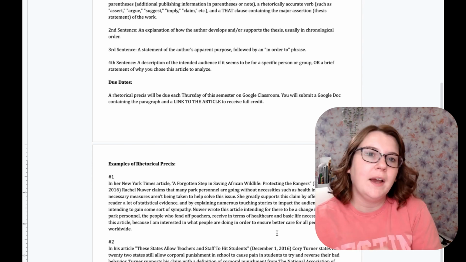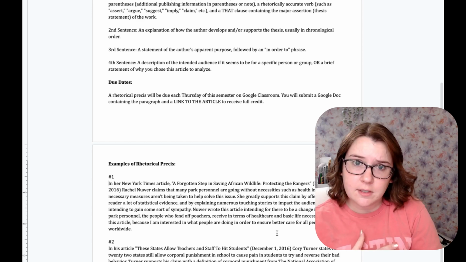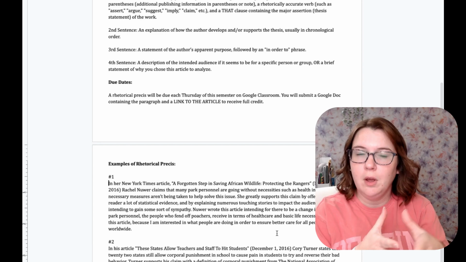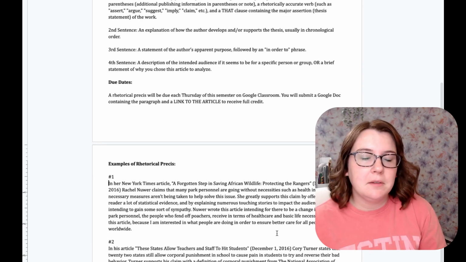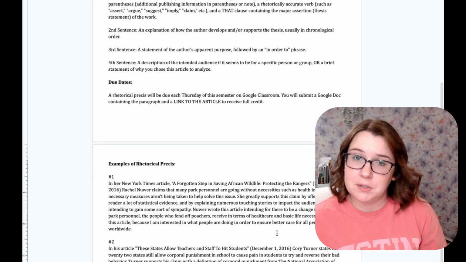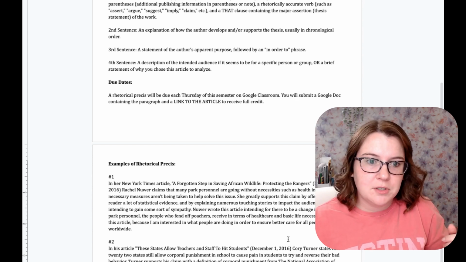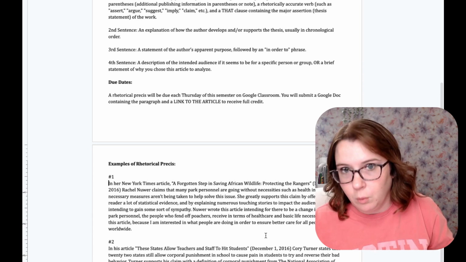And then the final sentence, I let them have a choice. They can analyze the audience if it seems to be something really specific they're trying to speak to, or if they want, they can just say why they picked that particular article, because some kids would rather just do that, and it's interesting to see what they're interested in. So the student wrote, "I chose this article because I'm interested in what people are doing in order to better ensure better care for all people worldwide."